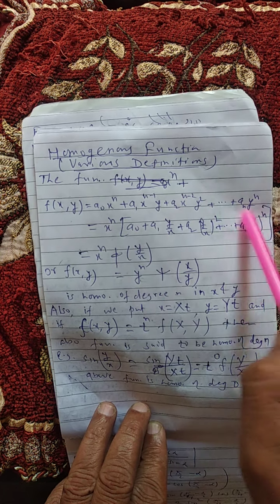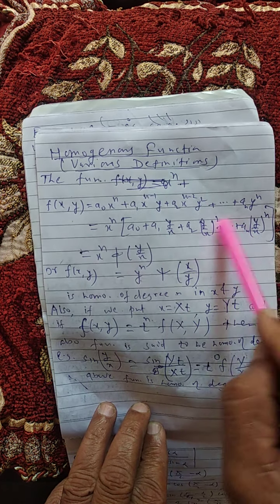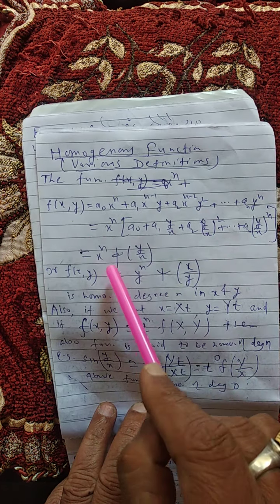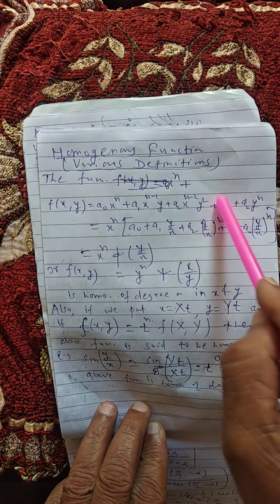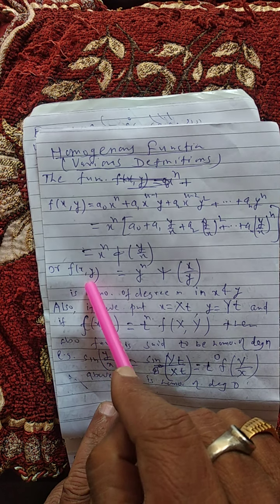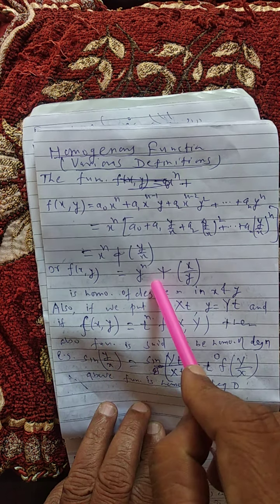That is, the bracketed function is in terms of y by x. So this function we replace in this form, x raised to n phi of y by x. Or if we put y raised to n common, then f(x,y) we can have in this form, y raised to n psi of x by y.